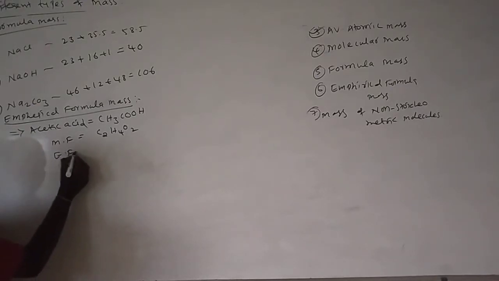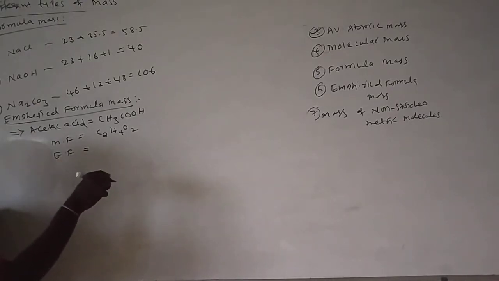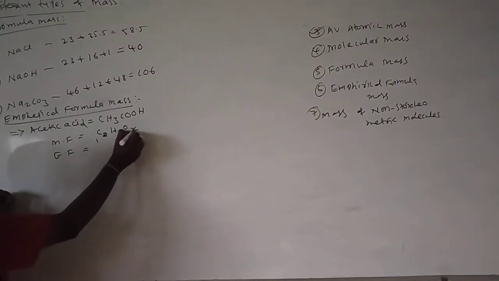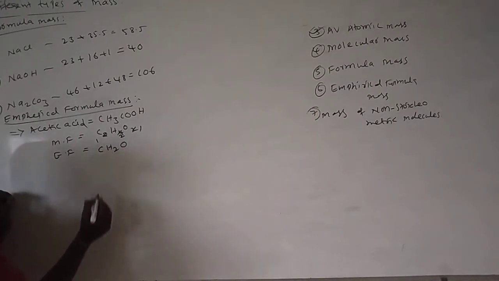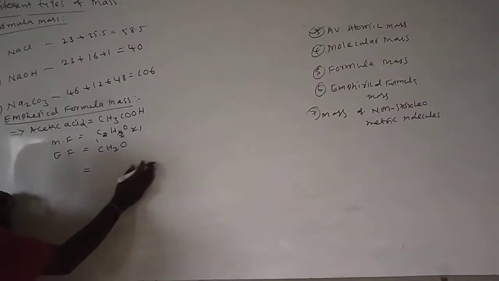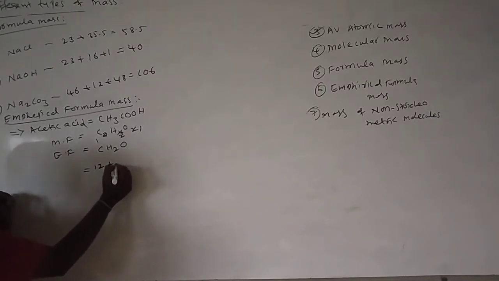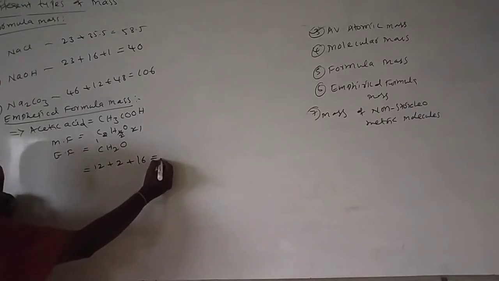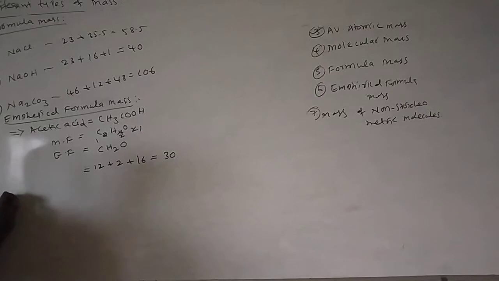Empirical formula means the simplest form of the molecule. The simplest form: the 2 ones are 2, 2 ones are 2. That means CH2O. What is the empirical formula? CH2O. The empirical formula of acetic acid is CH2O. Here carbon 12, hydrogen 2 into 1 is 2, plus 16. 12 plus 2 is 14, 14 plus 16 is 30. This is the empirical formula mass of acetic acid.